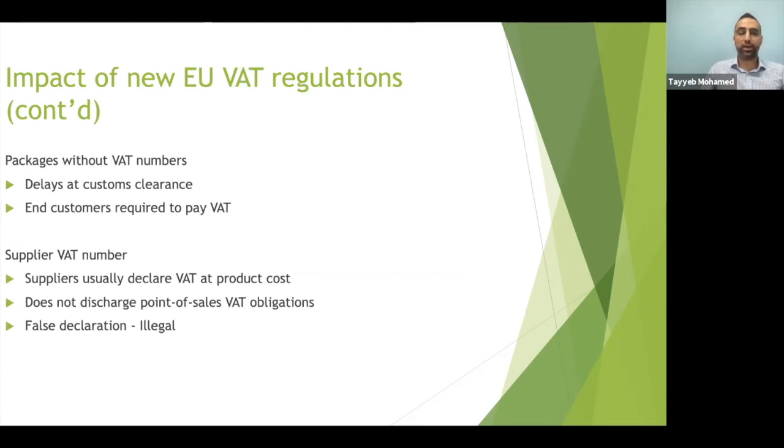Another alternative that is provided by some of the suppliers, especially those based in China, is that suppliers are usually offering their own VAT number. However, this does not discharge your liability as a Shopify seller at the point of sale. In this supplier VAT scenario, the supplier is using their own VAT number, which means they are declaring that they are the one selling to the end customer. However, as a Shopify seller, you are actually the one who is selling to end customers. So therefore, this kind of arrangement is not exactly legal.